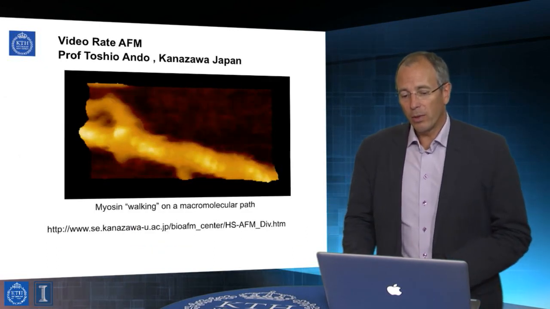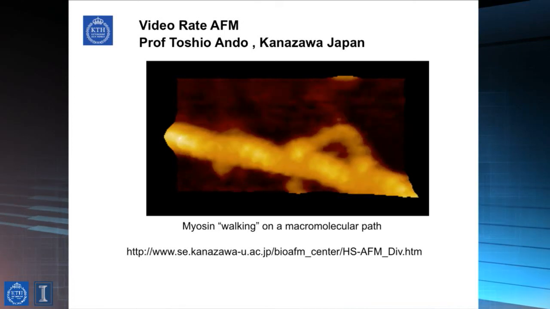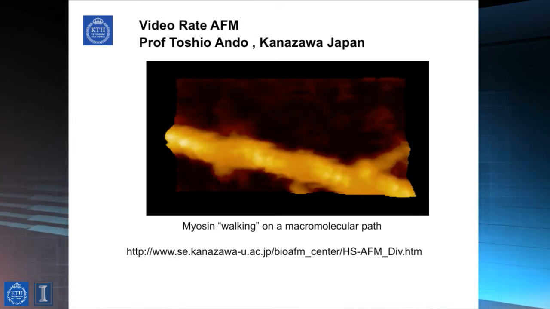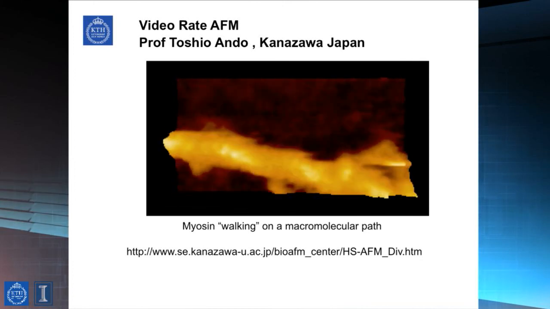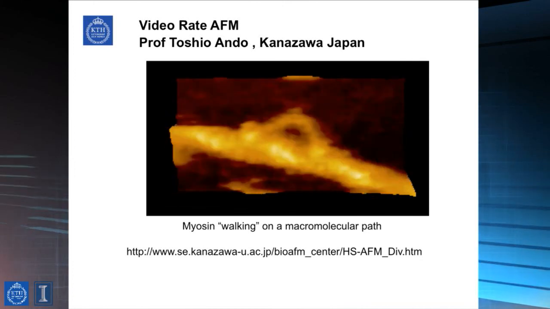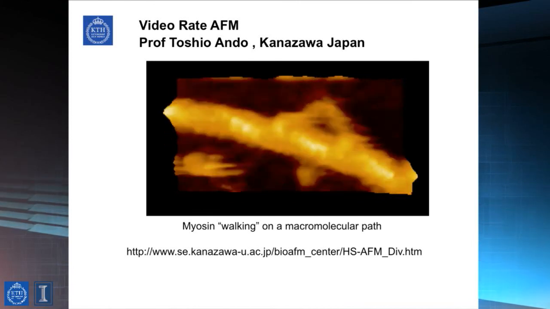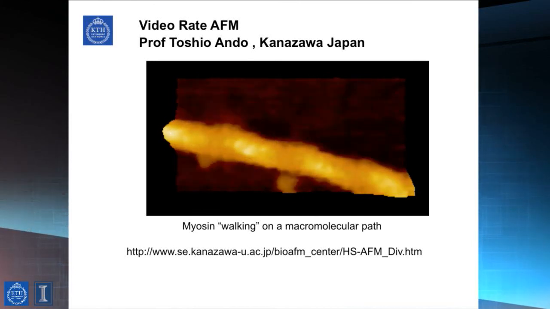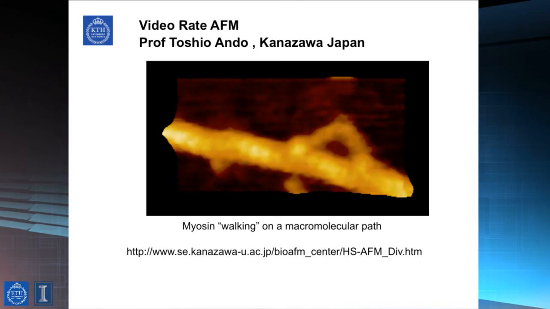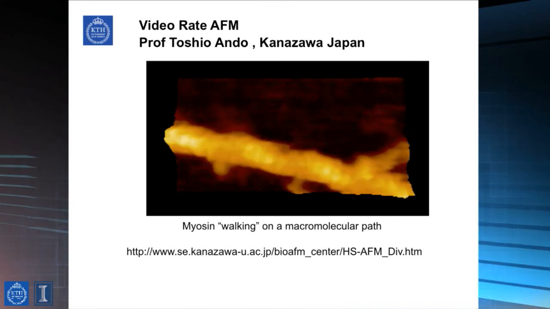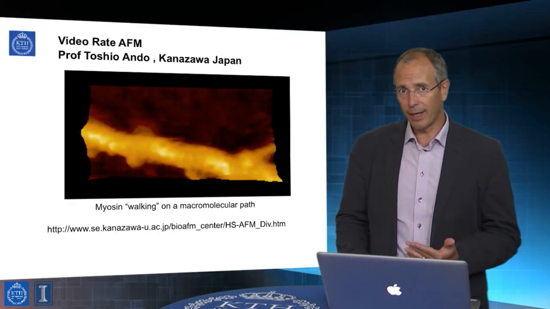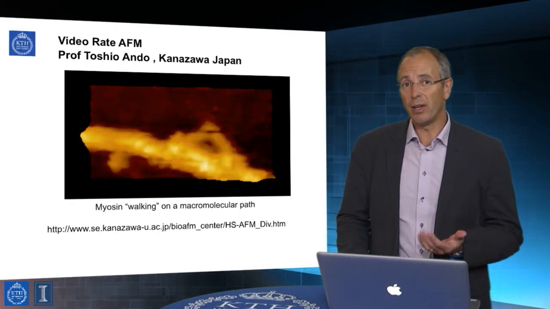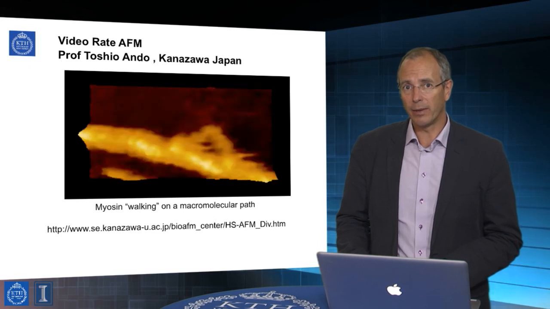So we're just going to round off with a little video, which to me is one of the most powerful things I've ever seen. This is a video rate AFM. This is a guy in Japan whose name is Professor Toshio Ando, who is essentially the only person who can yet do this, but he's designed AFMs that can scan so rapidly that they can actually take images at video rates.